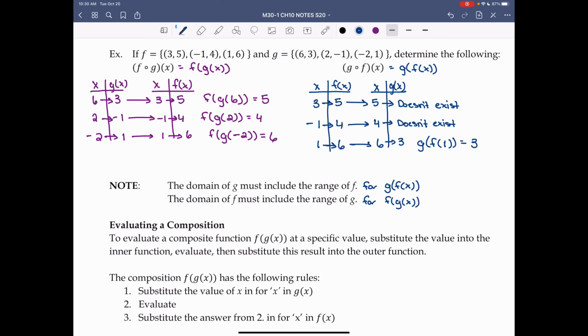Another way to say this is the domain of the outer function must include the range of the inner function.